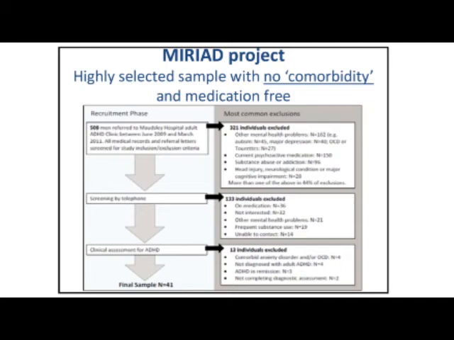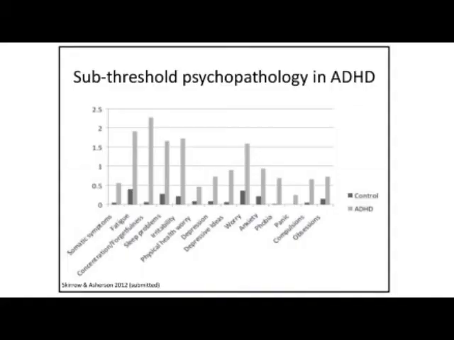We actually screened 508 people. We ended up with a final sample of 41. So this is the atypical non-comorbid group. No drug use or dependency, no depression, no major anxiety problems. It's less than 10%. But how much other psychopathology do they have? And actually quite a lot.